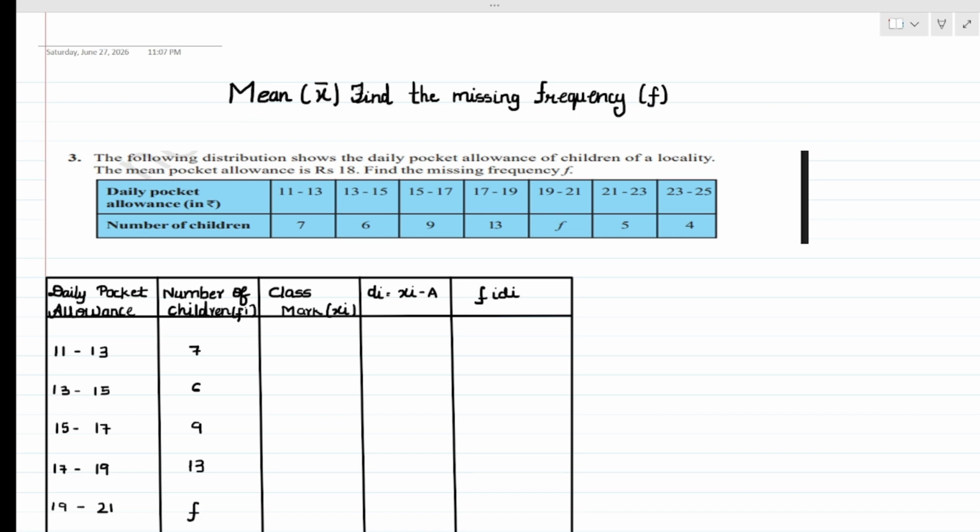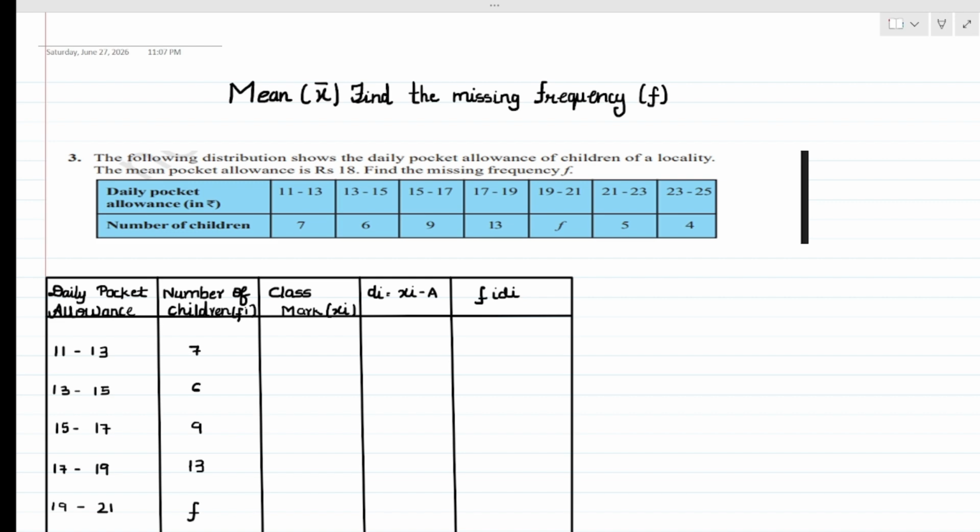In today's video, we are going to learn about the numerical of mean but with a different condition. In this, we are going to find the missing frequency. That means one number is missing from the given frequency. So let's get started without any further ado.